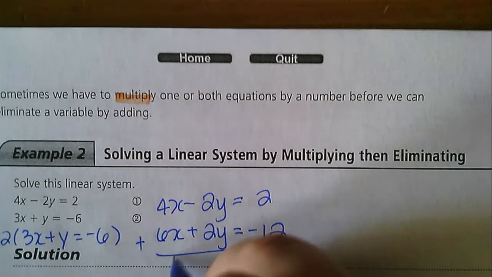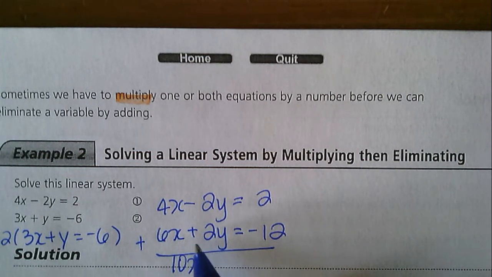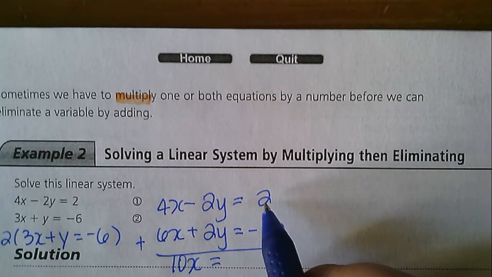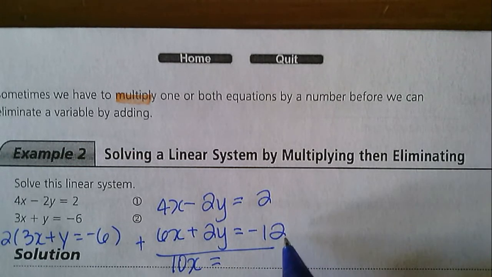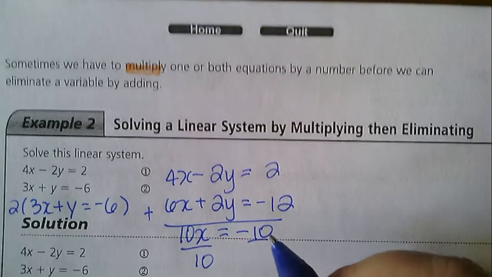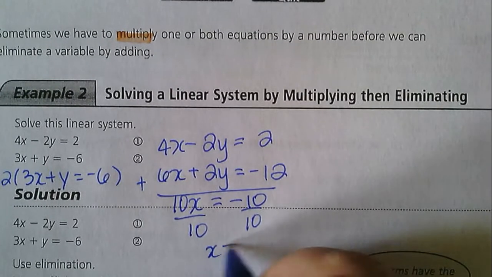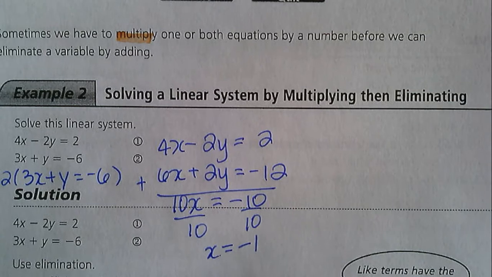4x plus 6x is 10x. Negative 2y plus a positive 2y is 0. And 2 plus negative 12 is negative 10. I can divide both sides by 10 to get x equals negative 1.